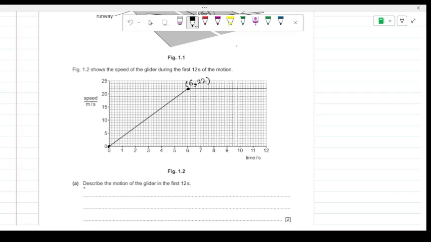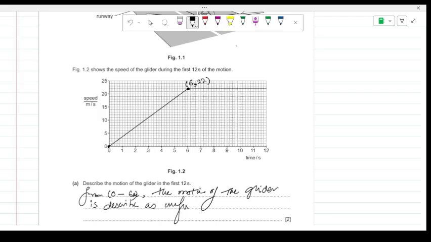So you write, from 0 to 6 seconds, the motion of the glider is described as uniform acceleration. Why uniform acceleration? Because you see a straight line and you can calculate the acceleration by taking the coordinates, or with the help of the gradient, or you simply divide the speed by time, so you can get the acceleration as well.